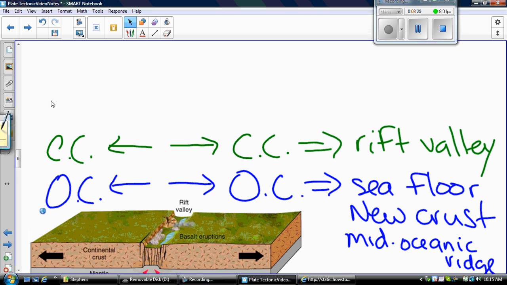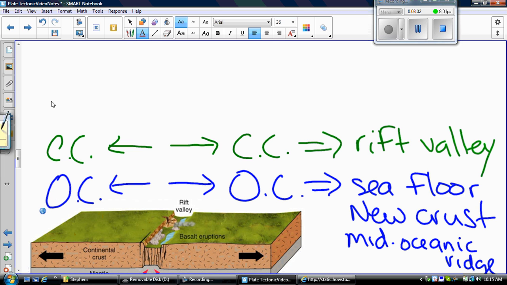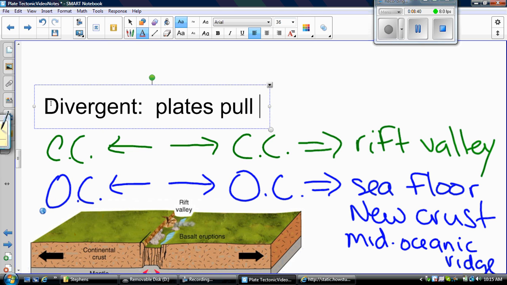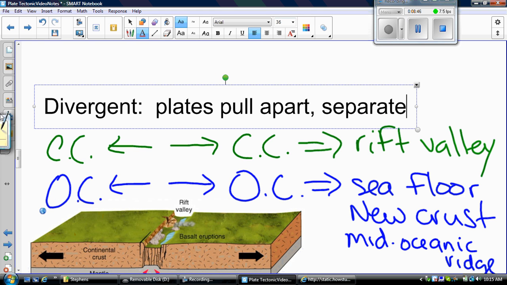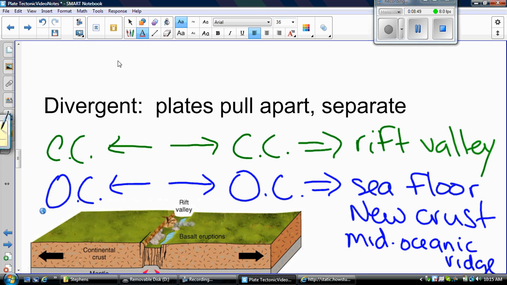Okay, the next type of boundary is what we call a divergent boundary. A divergent boundary, plates pull apart, separate. Okay, so divergent boundaries are when plates are pulling apart. When you have a continental and a continental plate pulling apart, you have just a valley forming right here. Okay, so two continental plates form, you get a depression in the Earth's surface, and we call that a rift valley. So when two continental plates pull apart, you form a rift valley.